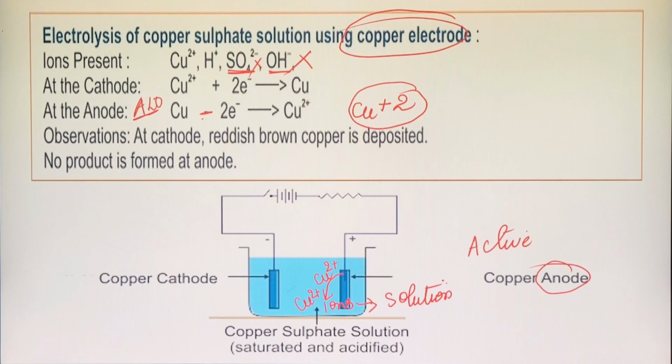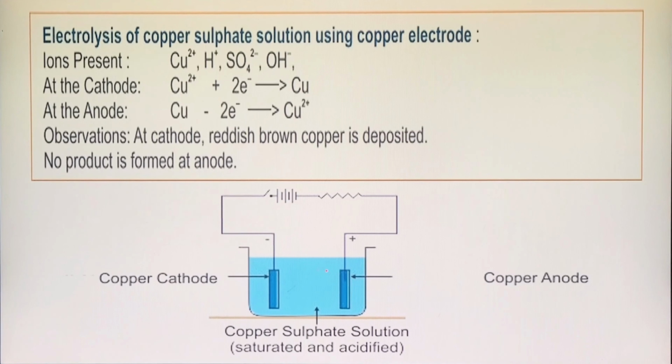Clear? I am once again telling you what is happening, children. At my cathode, there is copper metal deposition. Clear? The mass of the cathode is increasing. Come to the anode. At my anode, what is happening? My metal itself has started taking part in the reaction. This anode has slowly started breaking and forming Cu2+ ions and it is falling down into the solution. Clear? So what will be formed at the anode? I will be getting Cu2+ ions.